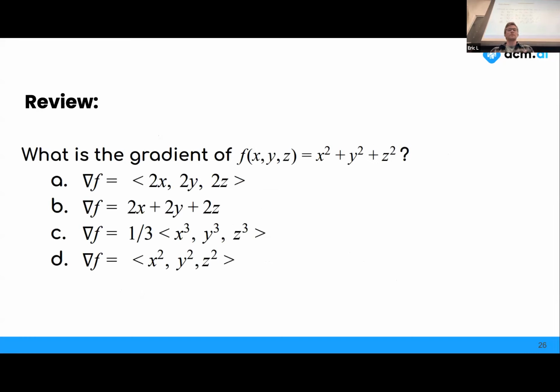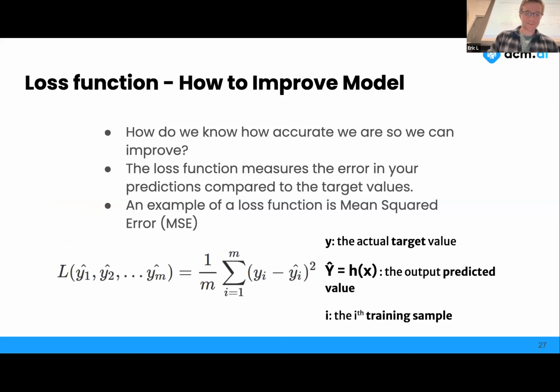So just quick review. What would the gradient of this function, x squared plus y squared plus z squared be? Is it A, the vector 2x, 2y, 2z? Is it B, 2x plus 2y plus 2z? Is it C, 1/3 of x cubed, y cubed, and z cubed? Or is it x squared, y squared, z squared in vector form? Who here thinks it's A? All right, good. That is the correct answer.